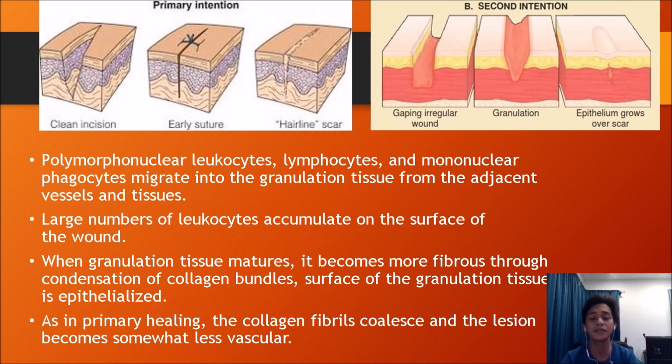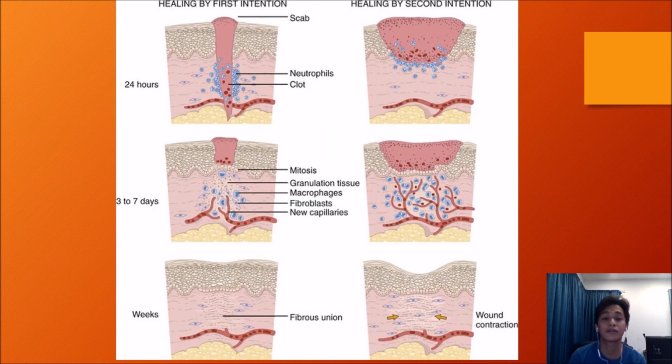When granulation tissue matures, it becomes more fibrous through condensation of collagen bundles. The surface of the granulation tissue is epithelialized. As in primary healing, the collagen fibers coalesce and the lesion becomes somewhat less vascular. So here is a picture of the differences between primary healing and secondary healing.